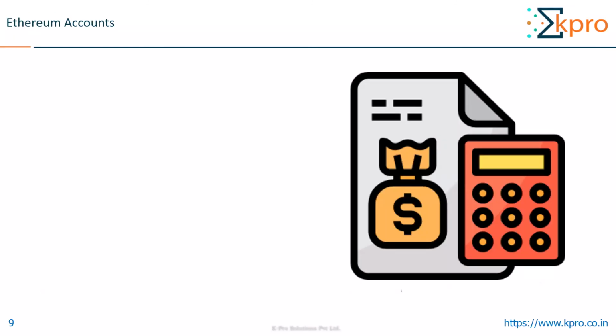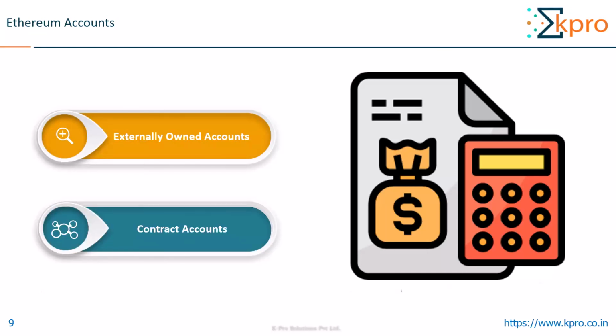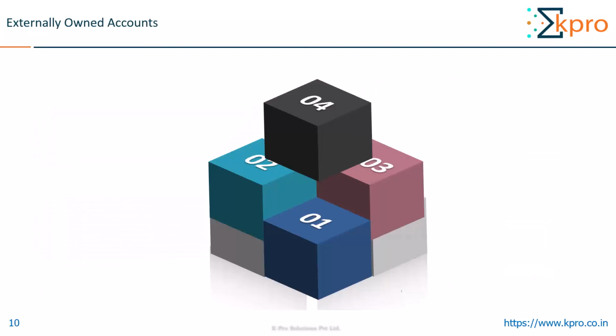Next, let us see what are the different Ethereum accounts available. So there are two types of Ethereum accounts. The first one is the externally owned accounts and the second one is the contract accounts. Let us first see what are the externally owned accounts.